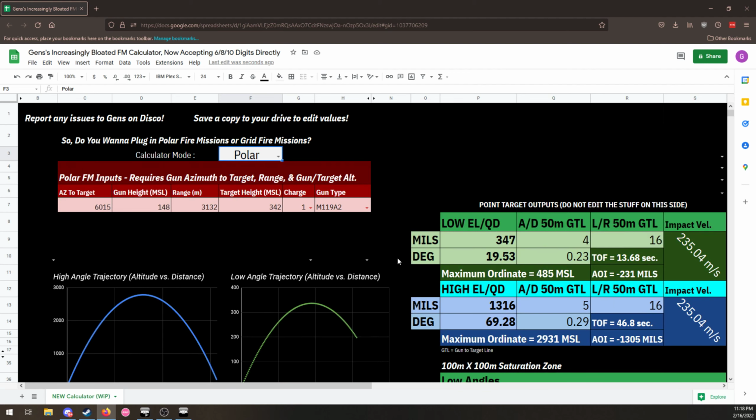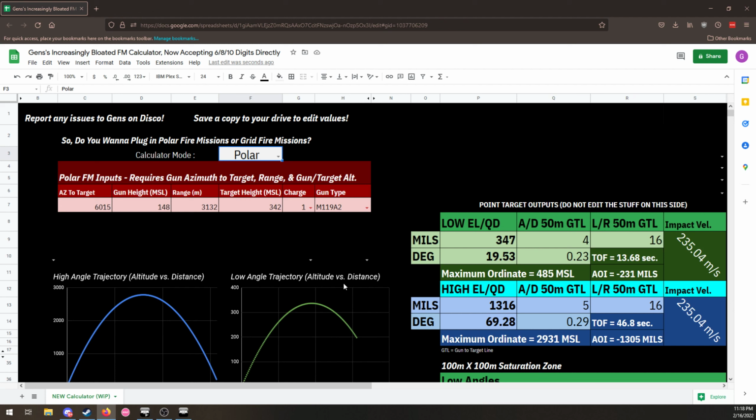So if you save one mission on the polar calculator, then you move over to do a grid fire mission, if you swap back to polar, the old polar fire mission is still going to be saved there. It's not going to translate the new grid one over. So let's say we get a polar fire mission.